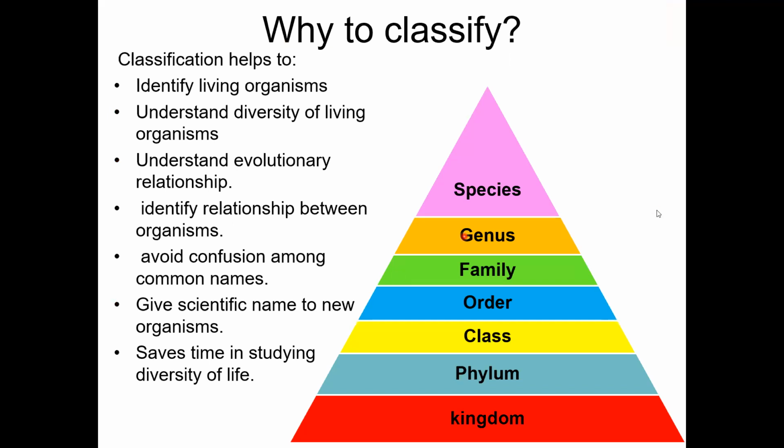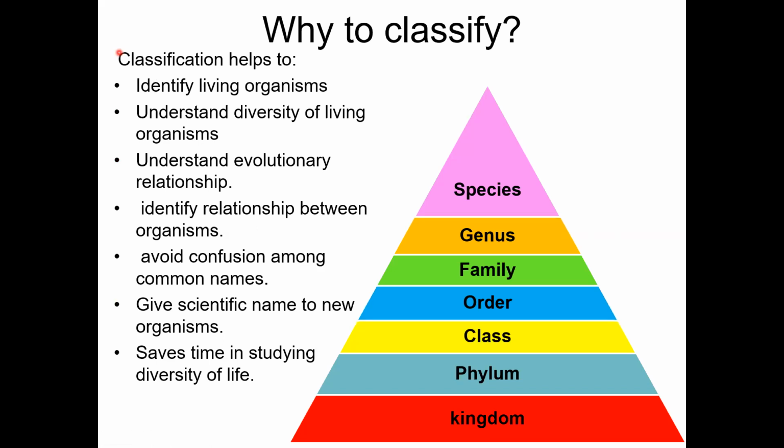So that is the hierarchy of classification which you can see. The largest group is the kingdom, then phylum, class, order, family, genus, and species. So classification is going to help you in a variety of ways. Here I have written a few points. You can take a screenshot of the slide.